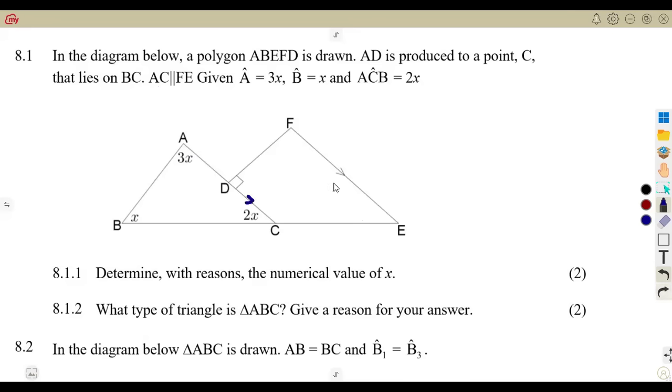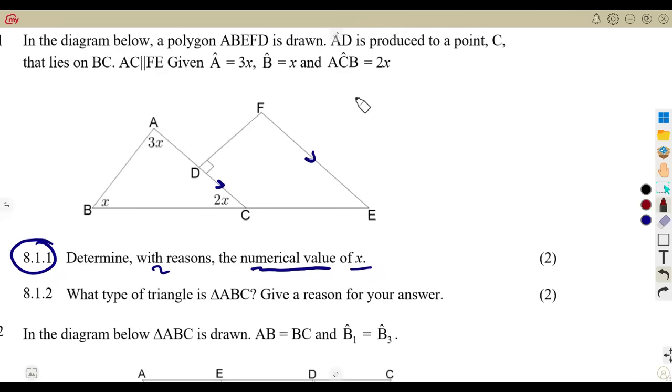So we are given this part of our parallel lines. Then we are given 3x and 2x, and these are the angles that we are given. 8.1, determine with reasons the numerical value of x. That is, they're asking you to solve for x. How can we solve for x? Which information can we use where x is given? So x, we can see it in triangle ABC. Remember, ABC is a triangle.